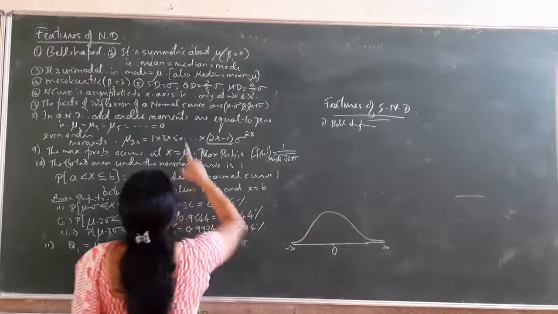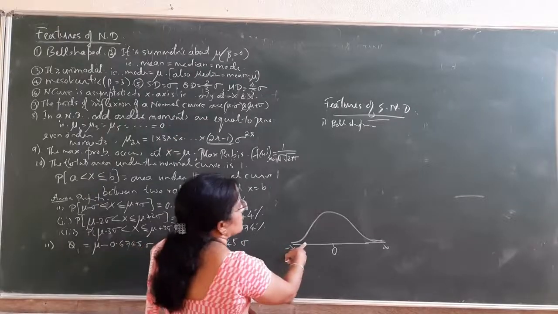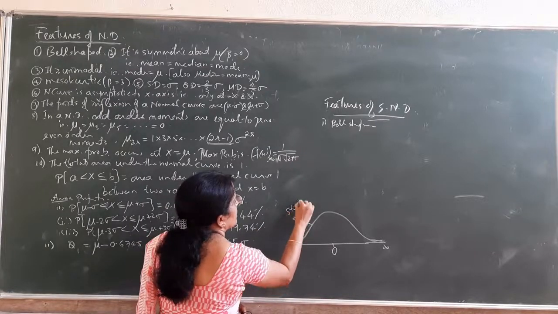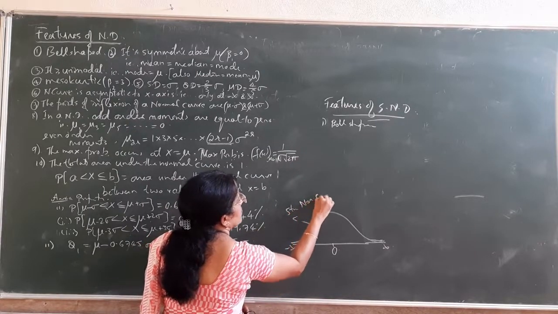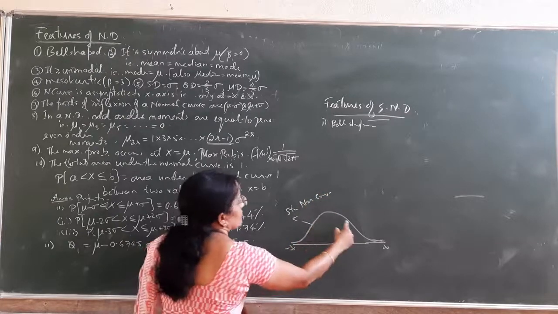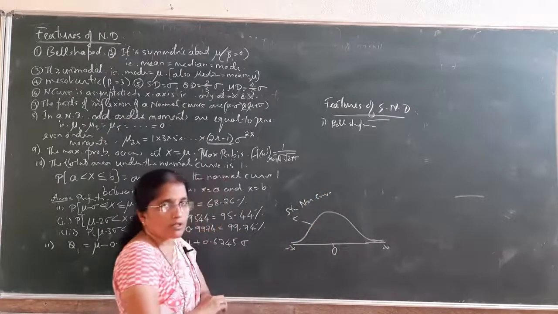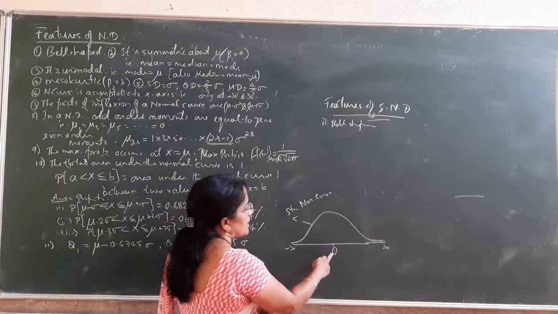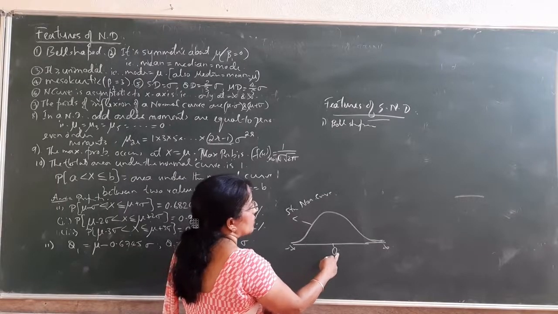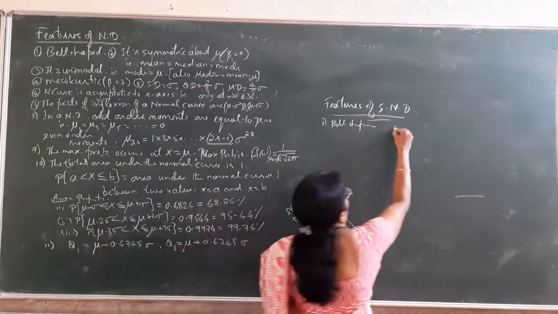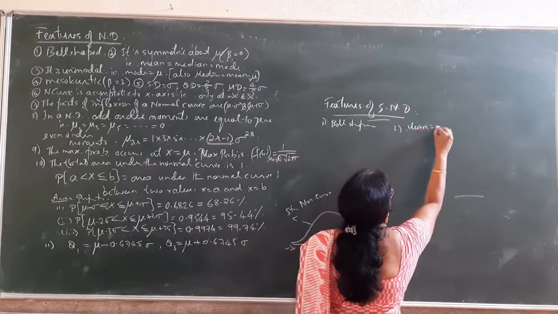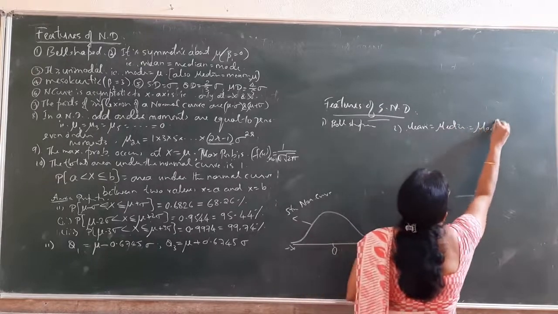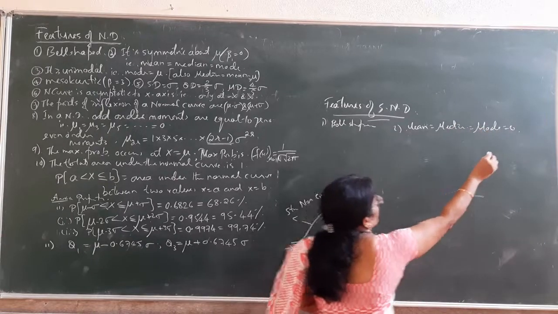So we can say it is a symmetric curve, right? The standard normal curve is a symmetric curve. Therefore, mean, median and mode are equal. That is, mean equal to median equal to mode equal to 0. So the second one we can say: mean equal to median equal to mode equal to 0, right?